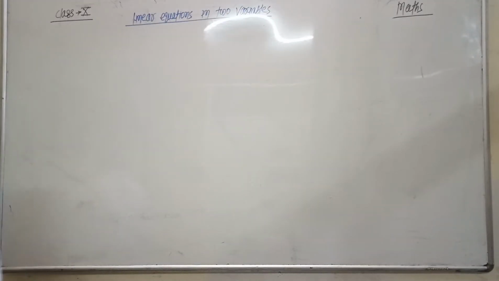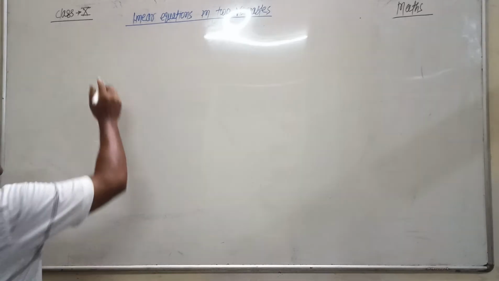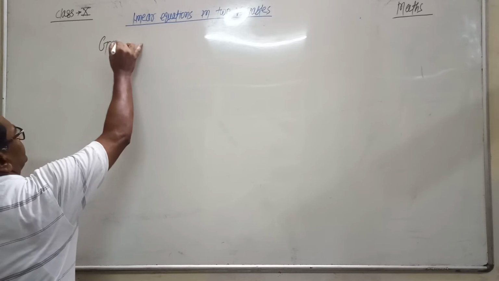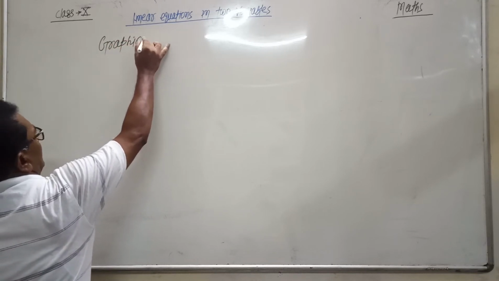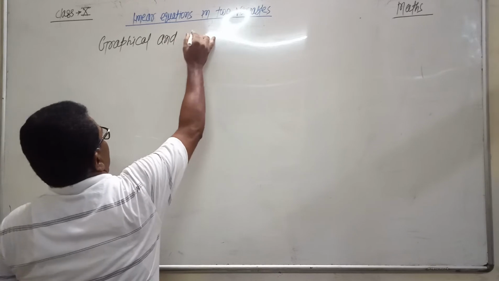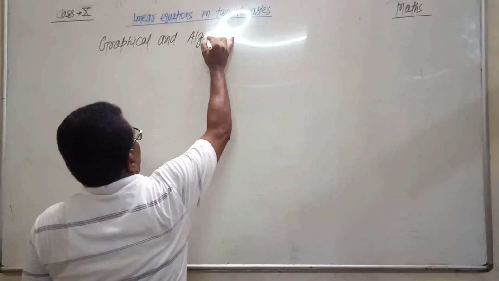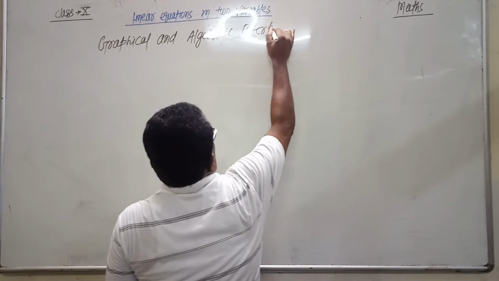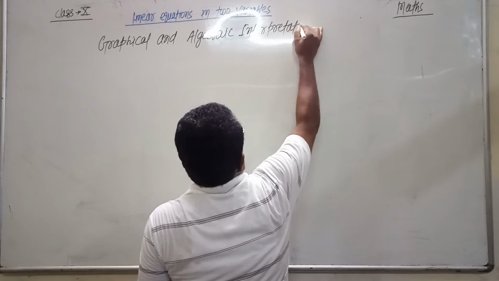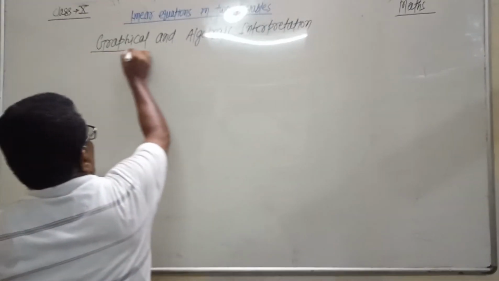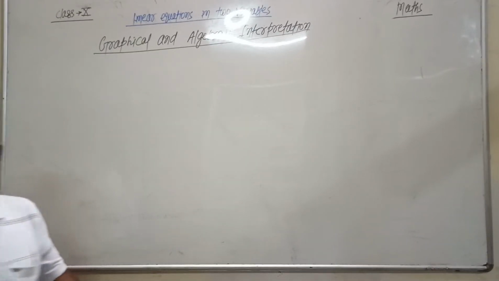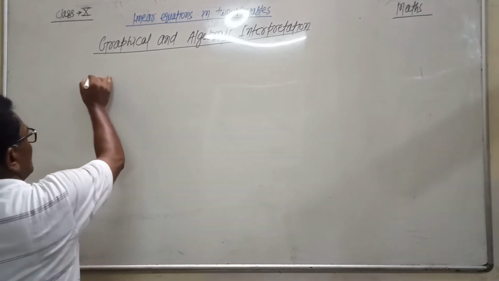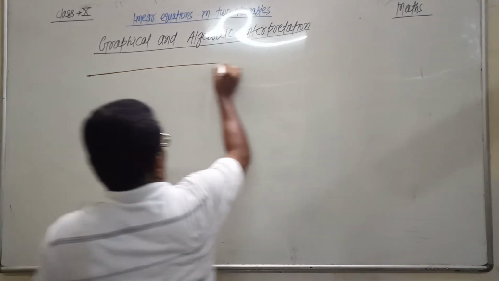Now we will see the graphical and algebraic interpretation. We will see this by a table.